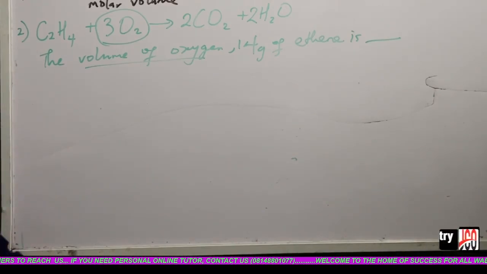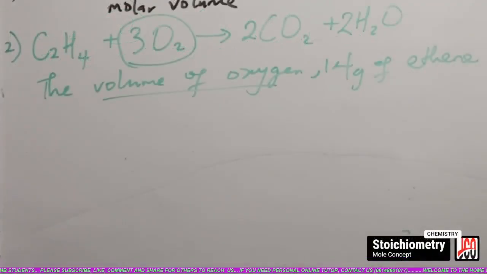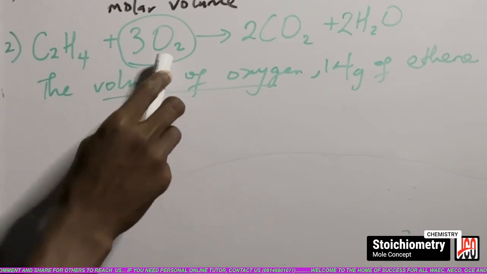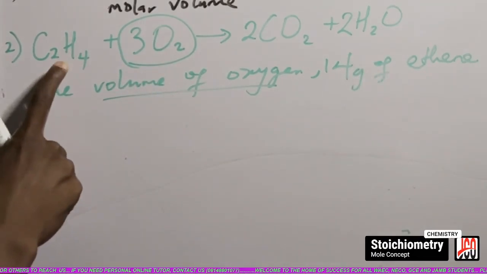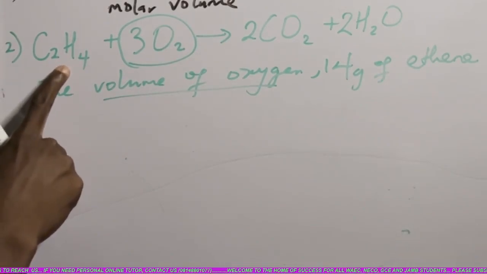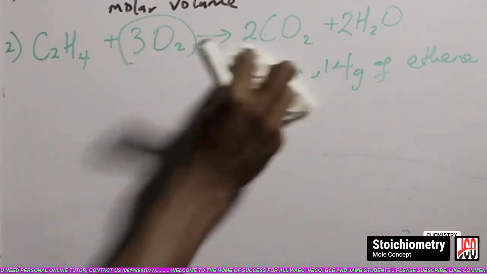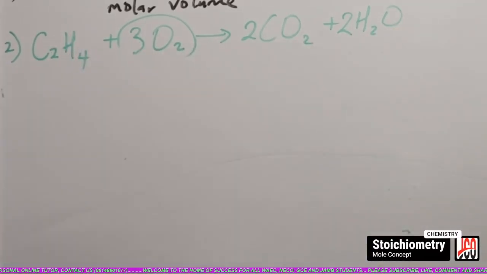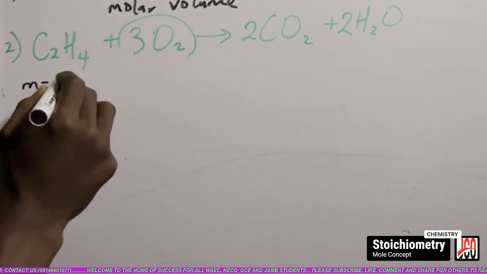If you cannot, we'll try to drop in the comment section the link to our organic class where we introduced the alkane, alkene, and alkyne series. So what we're looking for now is the volume of this oxygen, but then they give you 14 grams of ethene. This is your ethene here. So this mass is already given. I have the mass of this as 14 grams.